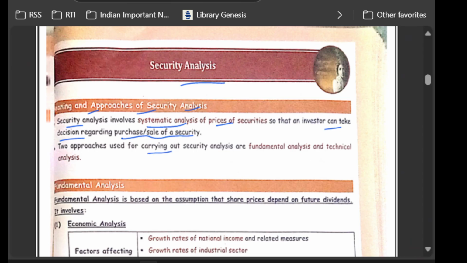Two approaches are used to carry out security analysis: fundamental analysis and technical analysis. What is fundamental analysis? We look at the share, we use ratios, we see the returns, balance sheet, P&L, cash flow, and other data which is available in the annual report and annual statement given by the company. We read that, and we come to a conclusion.